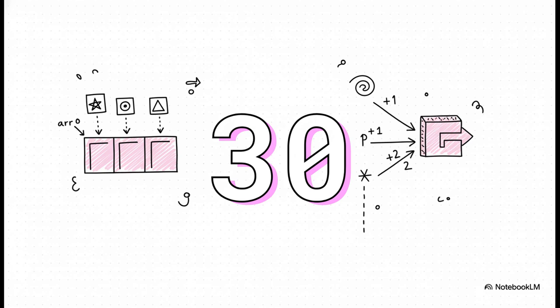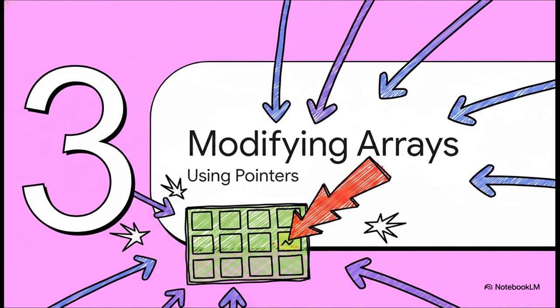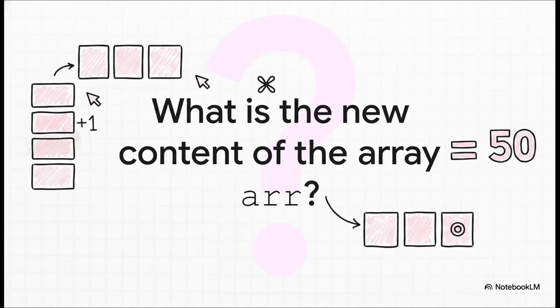See? Simple as that. Now this whole pointer thing, it isn't just for reading data. Let's see how we can use this power to reach directly into an array and actually change what's inside. So what is actually happening here? Well, we use P plus 1 to find the memory address of the second element. Then that asterisk dereferences it.